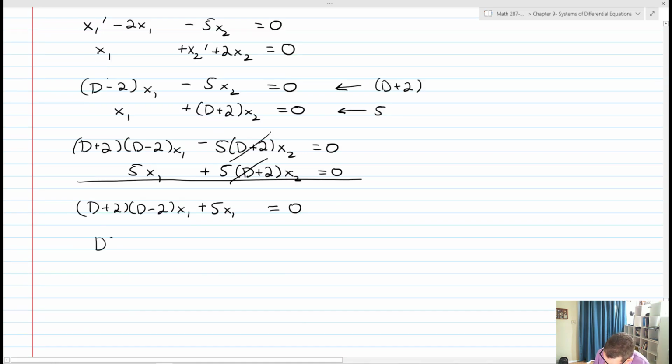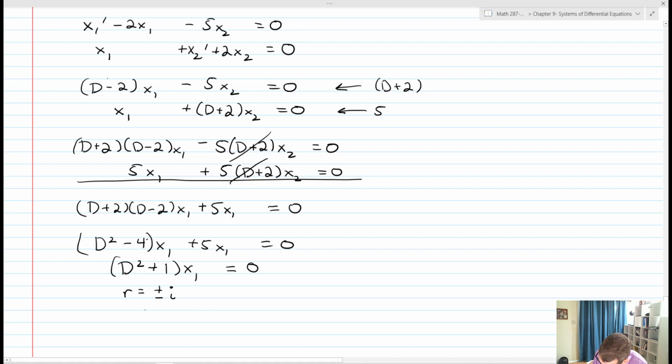Now, simplifying, I get D squared minus 4 x1 plus 5x1 is going to equal 0. So that means that D squared plus 1 x1 is then going to equal 0. Solving this second order differential equation is going to give us that r here is going to equal plus or minus i.